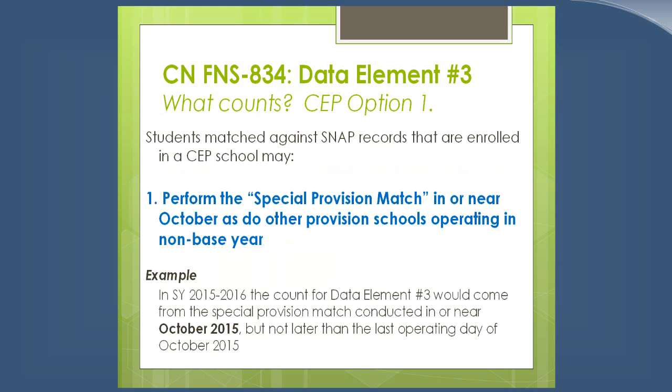Okay, so option 1 for CEP schools and what to report in data element 3. It's actually the same as A on the previous slide. They perform the special provision match of October data. There's an example here in school year 15-16. The count of data element 3 would come from the special provision match conducted in or near October 2015, but not later than the last operating day of 2015. And that number of students would go into data element number 3, along with any other provision students you have.